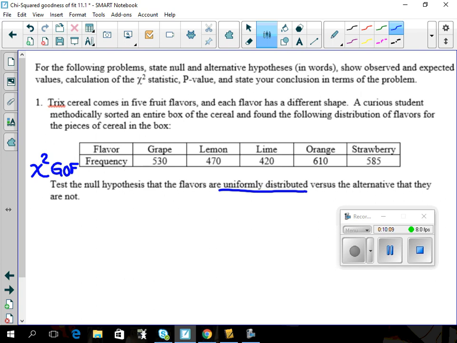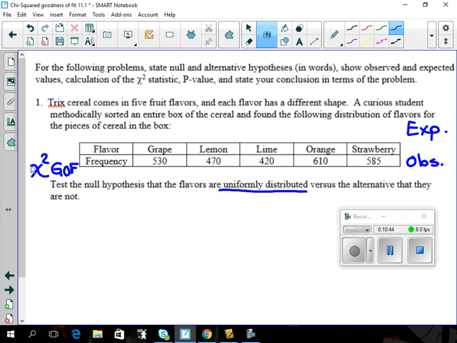Look at what we have in our bag. What we have in our bag is what we observe. So this is what we call the observation, the numbers that are given to us. And we're going to have to calculate what we expect to happen. So how can I find what we expect to happen if we expect them all to be the same? Find the total of them, and then there are 5 categories, so the total divided by 5.